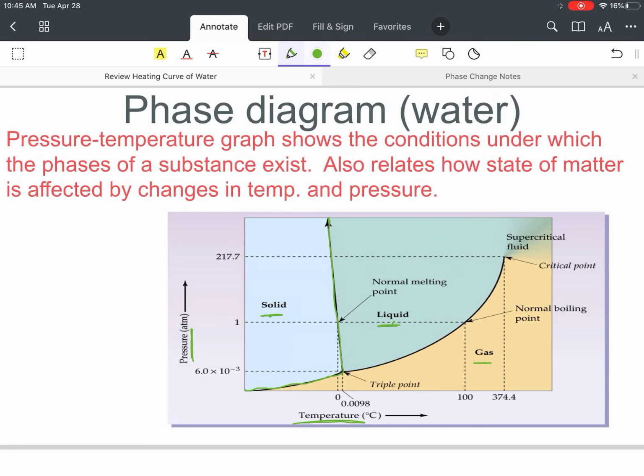So let's see here. Two other things you need to know about this graph is what we call a triple point. What that just means is exactly what it sounds like, a triple. All three of the phases can take place at that exact spot. We would actually do a lab in class where we look at the triple point of carbon dioxide.